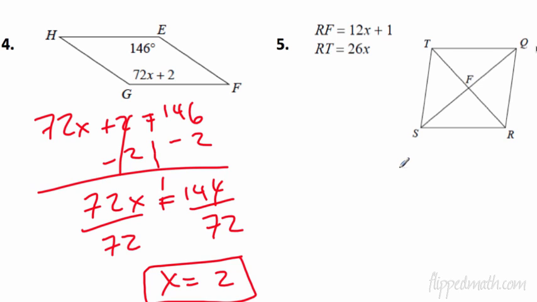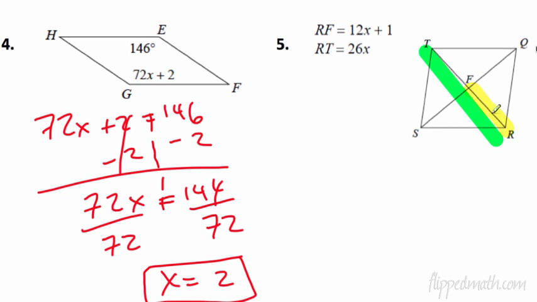5 is a little bit tricky. It's a new type. We have RF. All right, so RF. Let me do some highlighting here. Got to use my highlighter. RF is from here to here. And RT, they also give us, that is the entire way. They're not equal to each other.